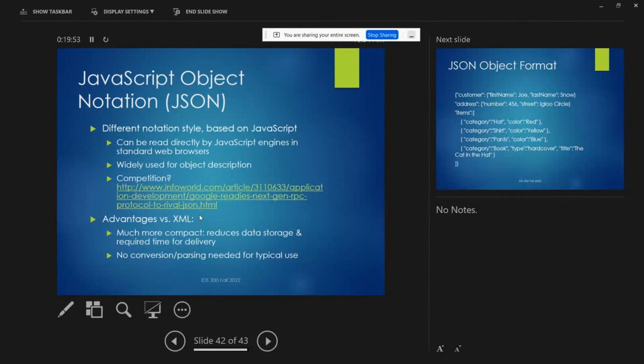Now, there are some contenders out there that are trying to push JSON out of the way. Google had one that they were working on, but it didn't really get any big traction as far as I heard. I'm sure Google still uses it internally though. But the advantages versus XML, number one, much more compact. Basically, you have about half as much tag data. So it reduces the amount of data storage, reduces how long it takes for data to get delivered when it's being sent over networks. And of course, no conversion or parsing needed for typical use in web apps. You don't have to have any kind of translation process to show it on a web page.